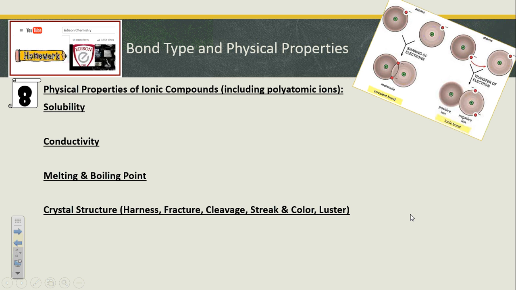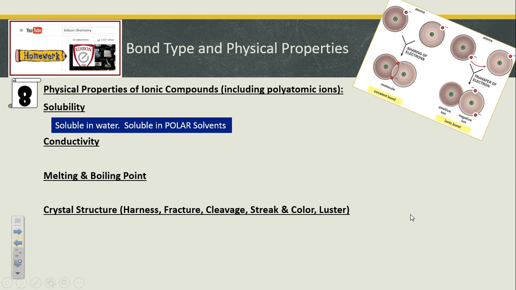So the 4 properties that we hit up are solubility, conductivity, melting and boiling point, and structure of the crystals. So, physical properties of ionic compounds. These are mostly soluble in water. There are always exceptions to these chemistry rules, but they are soluble in polar solvents. Water is a polar solvent. We're going to hit up polar, nonpolar in the last couple lectures of the series here. So ionic compounds do dissolve in water to some extent.